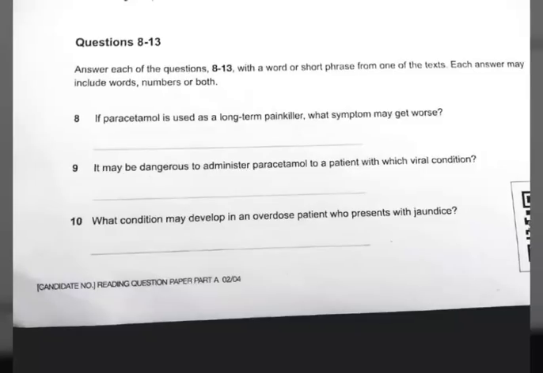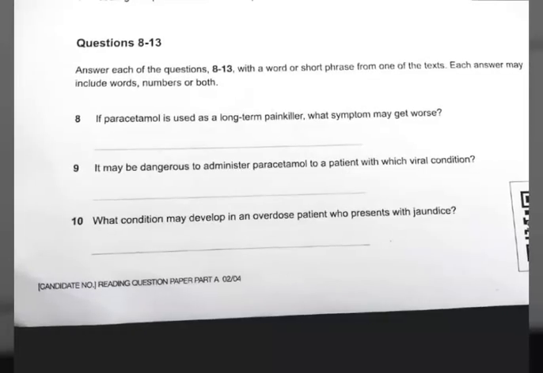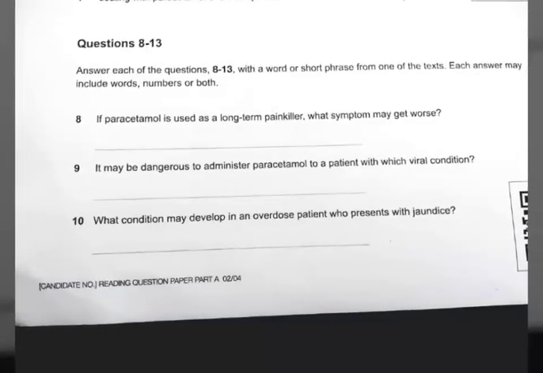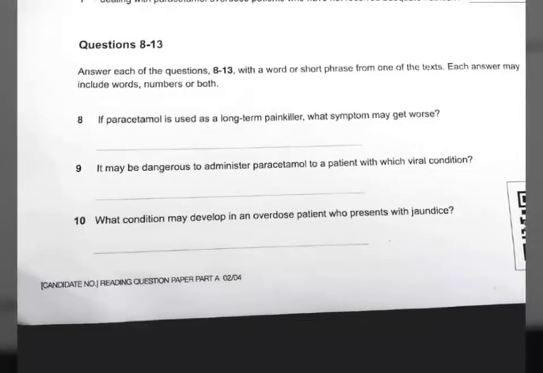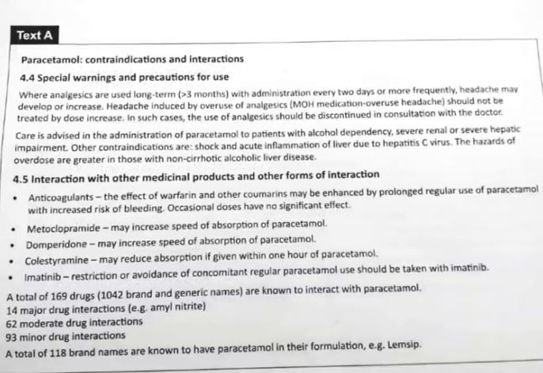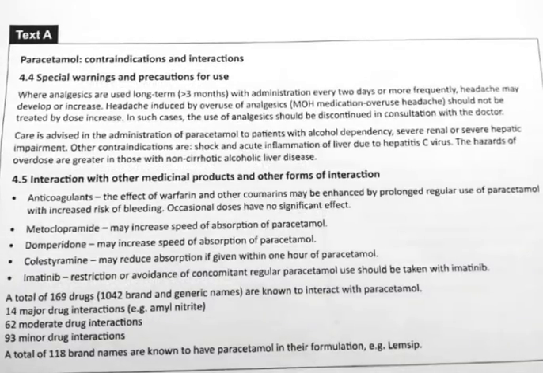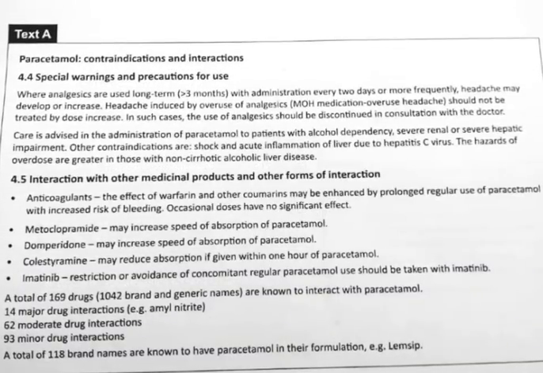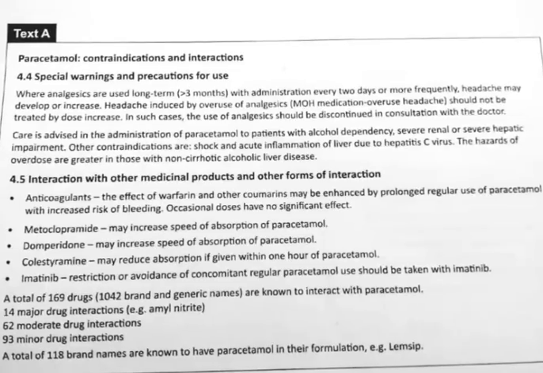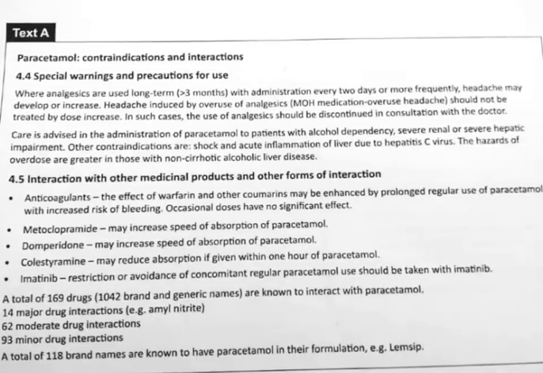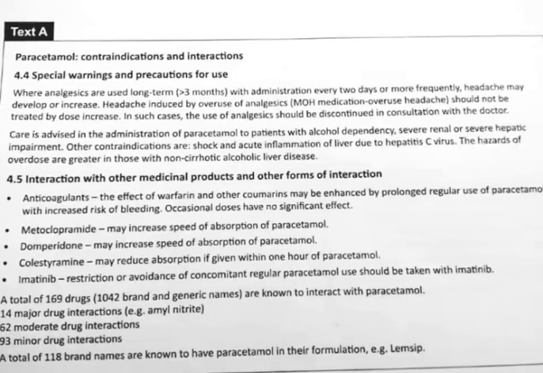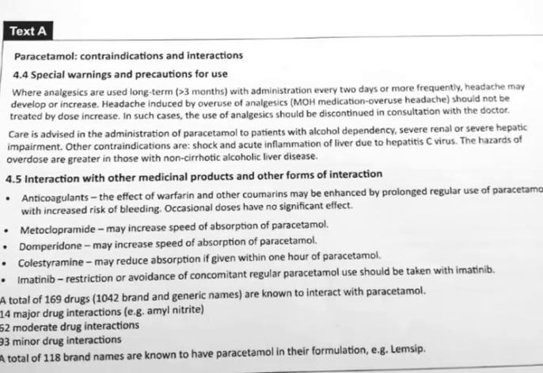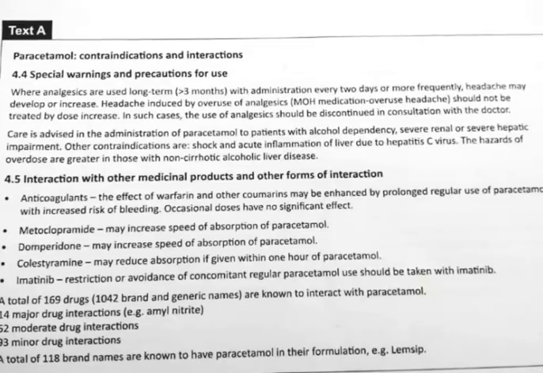Okay, so in which paragraph are those details contained? It is given in the first paragraph itself. So we can move on to the first paragraph. We can go for skim reading and try to identify the answer. When analgesics are used long term. Okay, in the first sentence itself they have given the word. If paracetamol or analgesics are used long term, headache may develop or increase.